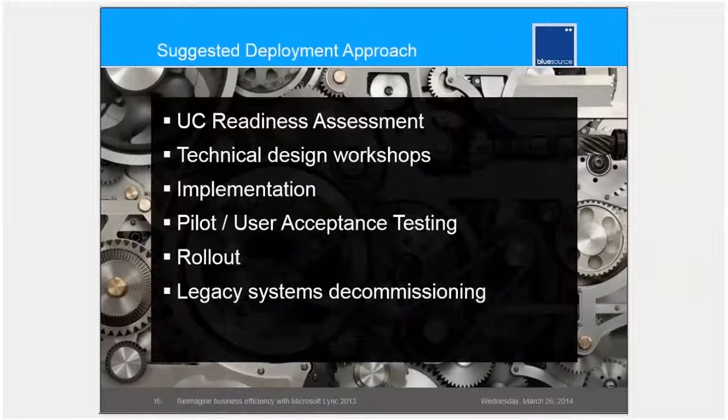So once that piece has been done, then we move into the technical design workshops and discovery phases, where we look at everything, discuss the requirements, and then produce a low-level design document. Once that's signed off, we would move into the implementation phase and build the solution out. Whether that's on-premise, a private cloud, or Office 365, then it's enabling those services within Office 365 and any integrated applications.